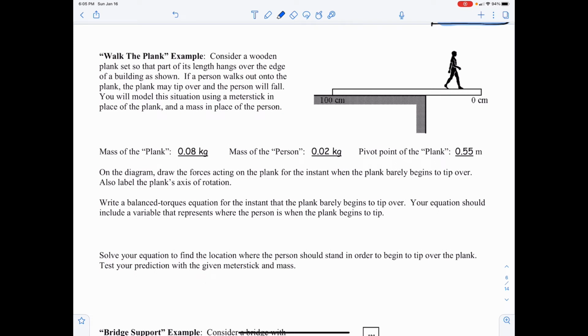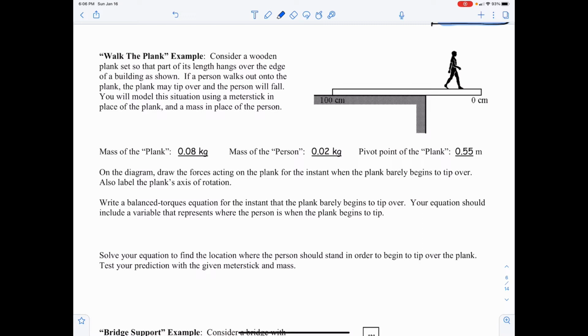Okay, walk the plank example. Consider a wooden plank set so that the length hangs over the edge of a building as shown. If a person walks out onto the plank, it may tip over and the person will fall. You will model this situation with a meter stick in place of the plank and a mass in place of the person. Well, let's go ahead and solve this together, and we'll revisit this in class.